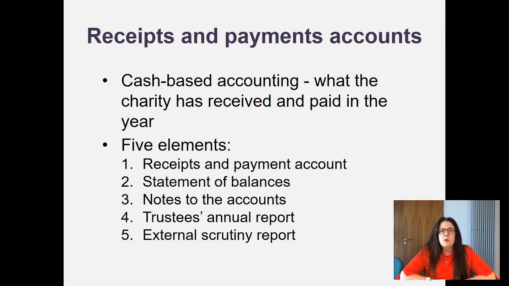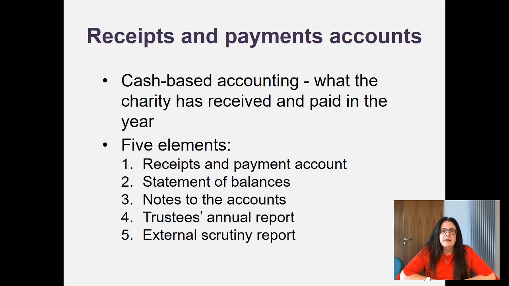There are a small number of requirements for notes to the accounts for receipts and payments. The main one that normally applies to every charity is trustee remuneration. This is where the charity must explain if it's made any payments to its charity trustees in the year. And even if it hasn't made any payments to those charity trustees, it must explicitly state this.